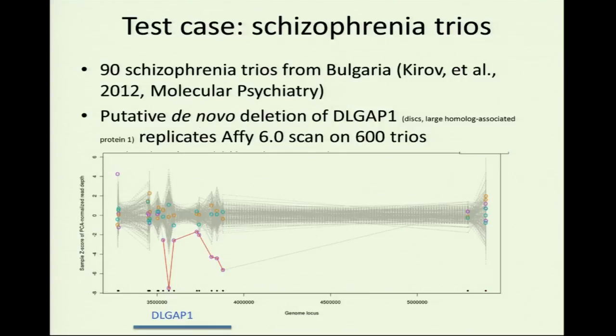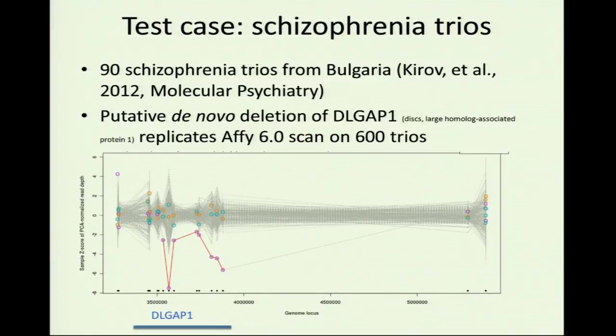Just as a first test case on real data that we actually did at the time, we used trio data, which means we sequenced both mother, father, and a child. In this case, it happened to be a disease study, a schizophrenia trio, meaning the child was affected with schizophrenia. And here we're using 90 trios.